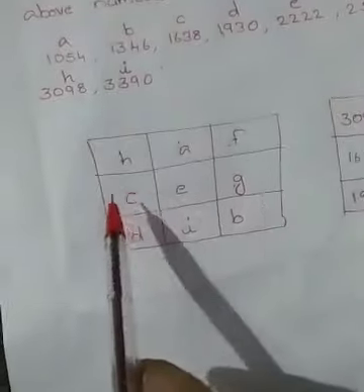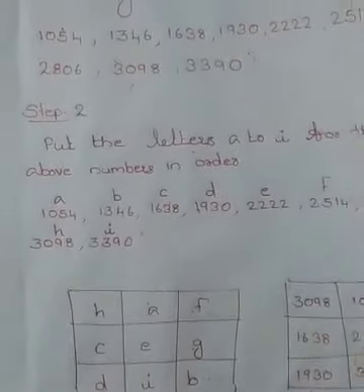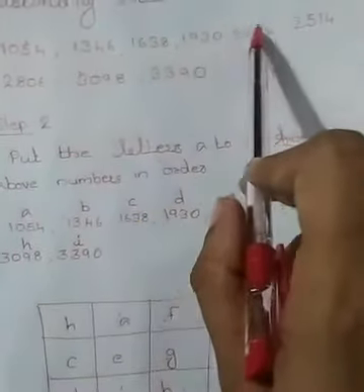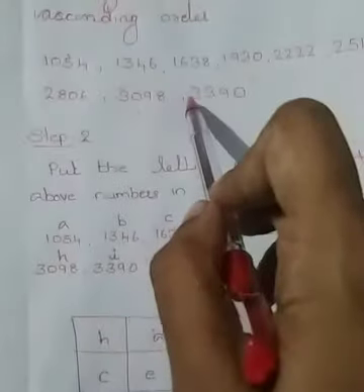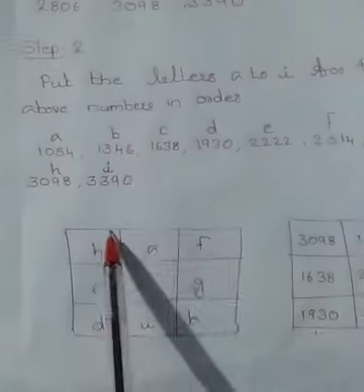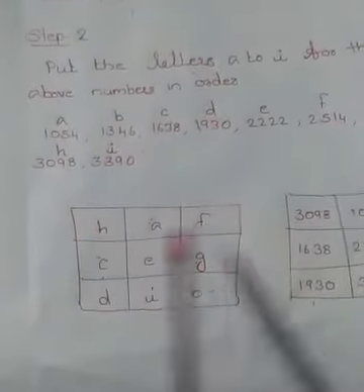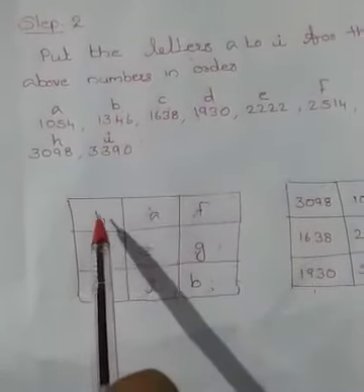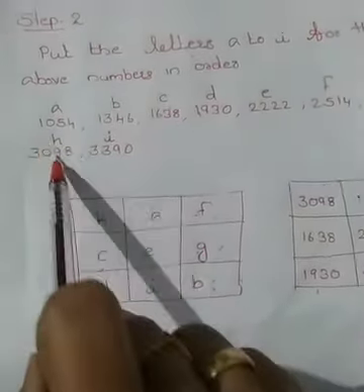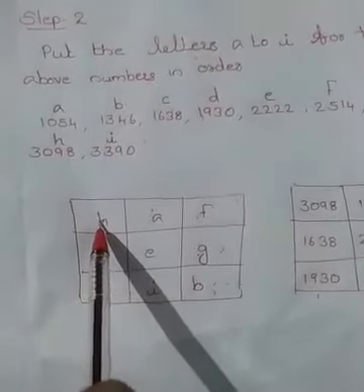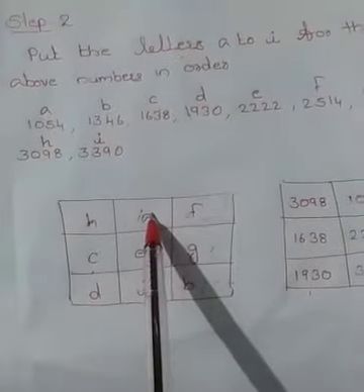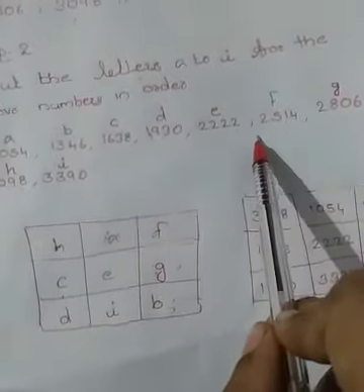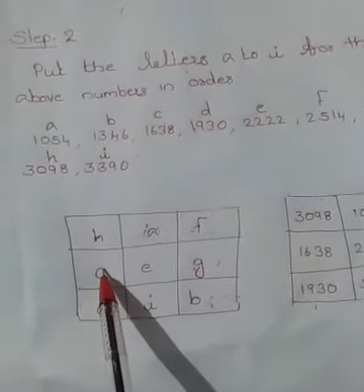You learn this pattern by heart. Okay. H A F, C E G, D I B. First you arrange the given numbers in ascending order, then put A, B, C, D, E, F, G, H and I on these numbers in ascending order. Then we learn by heart this pattern H A F C E G D I B. Then put the number for H here. Which is the corresponding number for H? 3098. Which is the corresponding number for A? 1054. Which is the corresponding number for F? 2540. Which is the corresponding number for C?